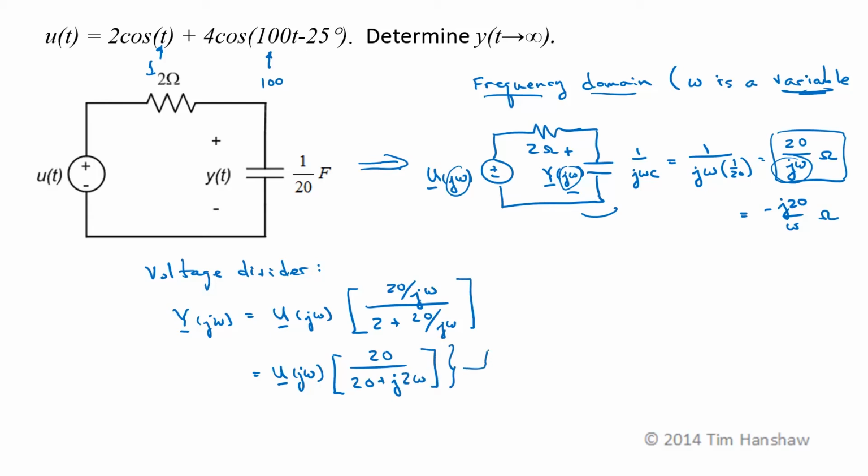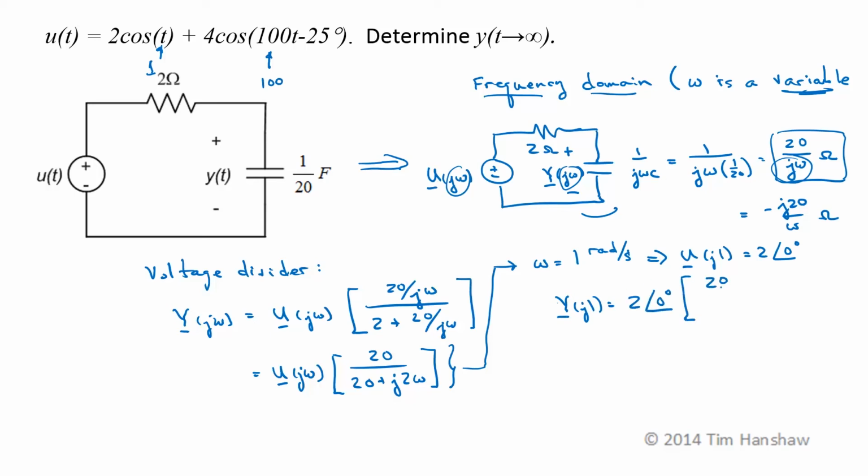Now in this expression, I can just plug in omega equals 1. In that particular case, u as a phasor of j times 1 radian per second is equal to 2 at an angle of 0 degrees. So the output phasor at 1 radian per second, y of j1, is equal to 2 at an angle of 0 degrees times 20 over 20 plus j2 times 1 radian per second. Simplifying that gives me 1.99 at an angle of minus 5.7 degrees.